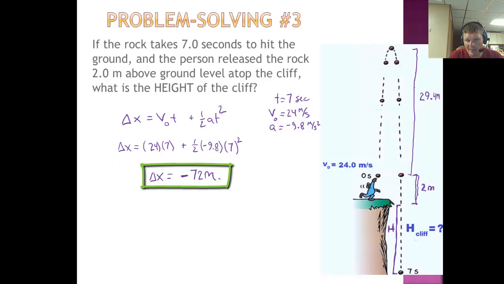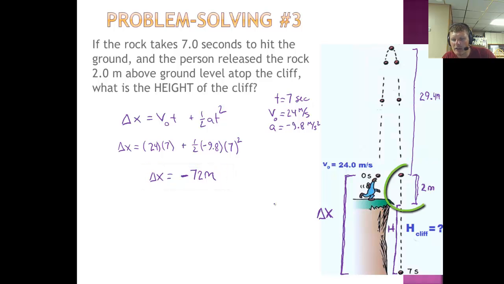But be careful, this really isn't the final answer because that's not the height of the cliff. That is the rock's displacement from the height that it was initially thrown from. In other words, the answer you have is this distance right here. We want to solve for the height of the cliff, not for the rock's displacement from the height that it was thrown from. But remember, the rock was thrown from a height of 2 meters above ground level at the top of the cliff. So if we simply take out that 2 meters from the delta x equals negative 72 meters, the height of the cliff is really just 70 meters.